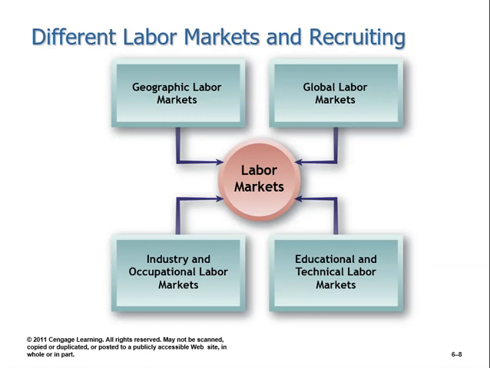Now, when it comes to understanding the labor market, there are several different places where recruiters can go to recruit people. You can look to hire people directly from a certain geography or a certain zip code, if you wanted to. You could look in the global labor market, so we're going to look in other countries to find the right talent. You could also look at industry and occupational labor markets. You want to understand how those are playing out, where you can get people from. You may be talking about unions and different things like that. And then you also can look at the educational and technical labor markets to identify people for jobs.